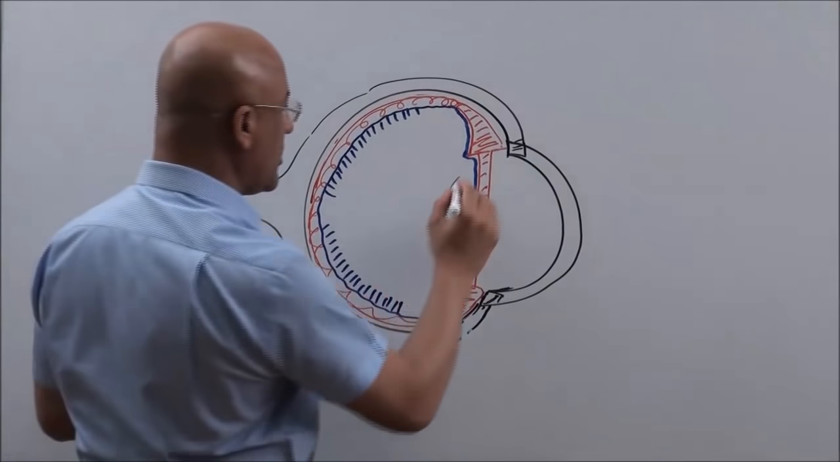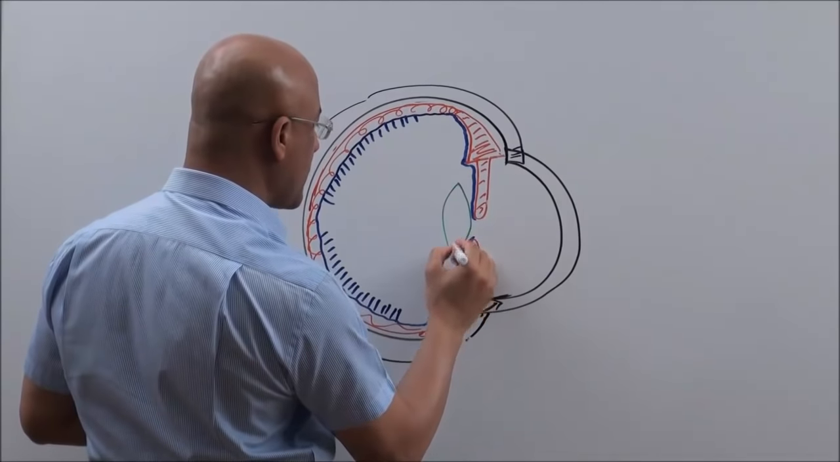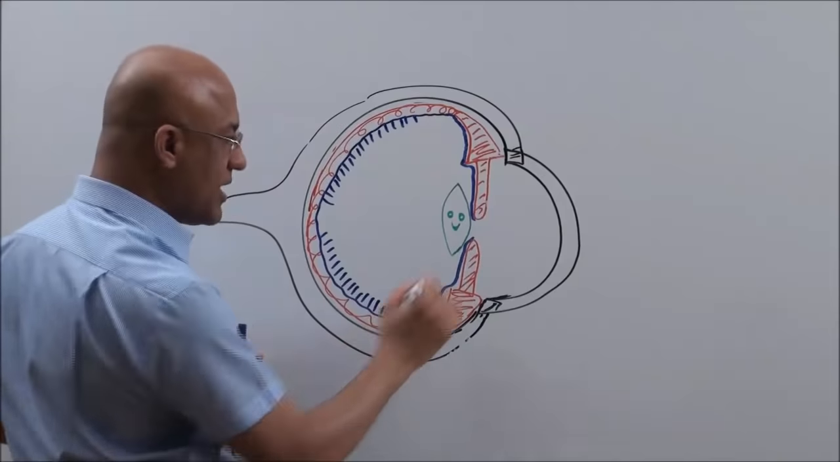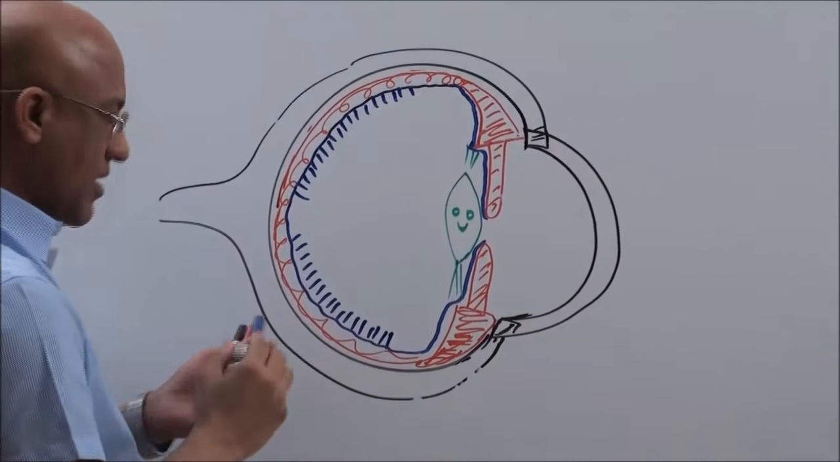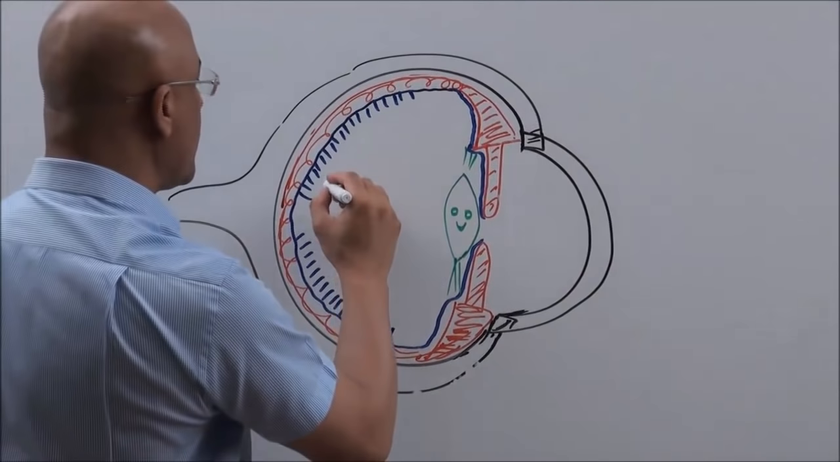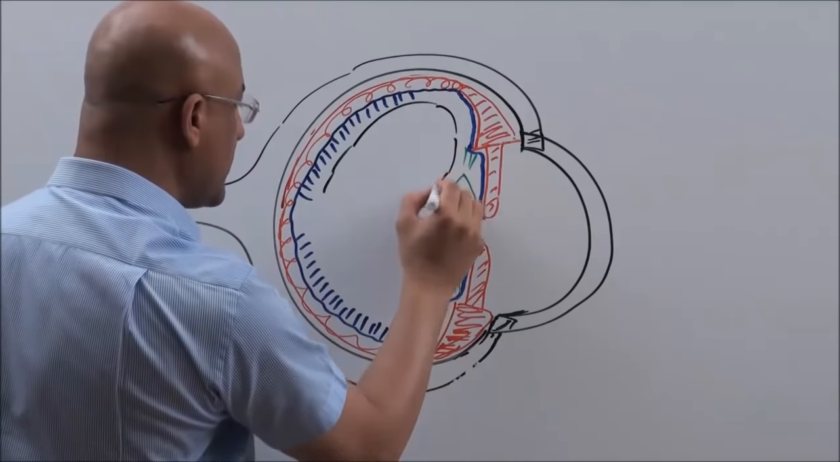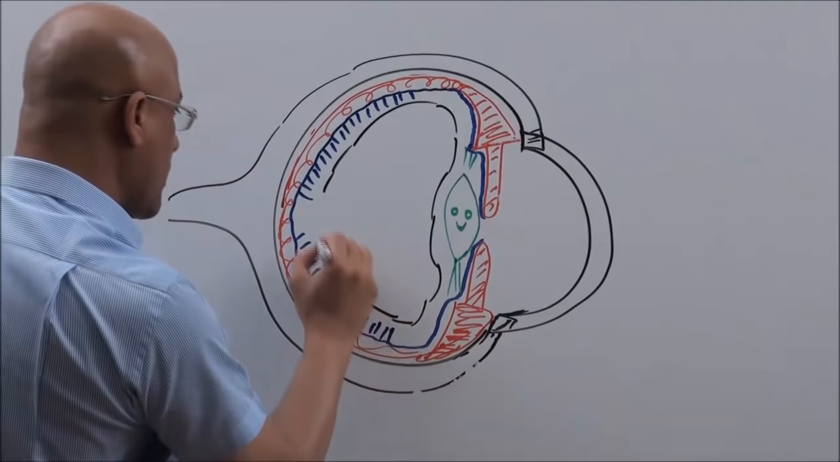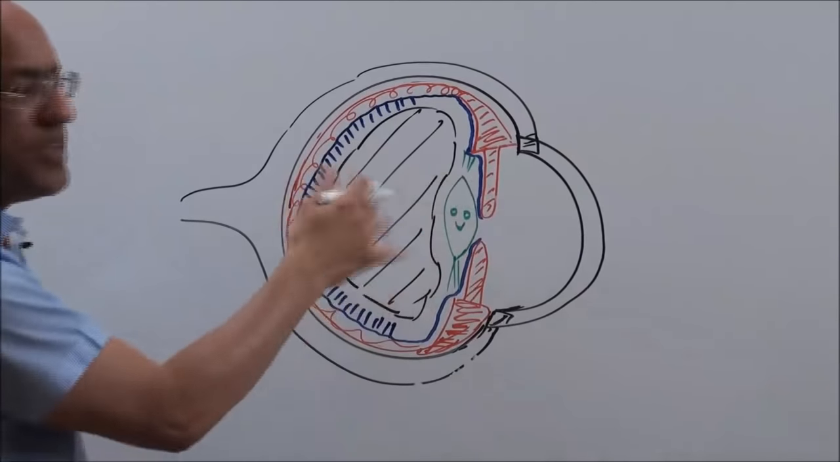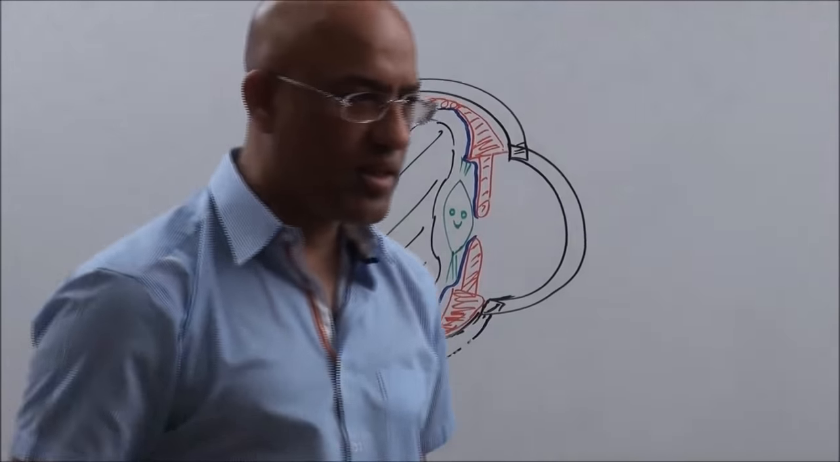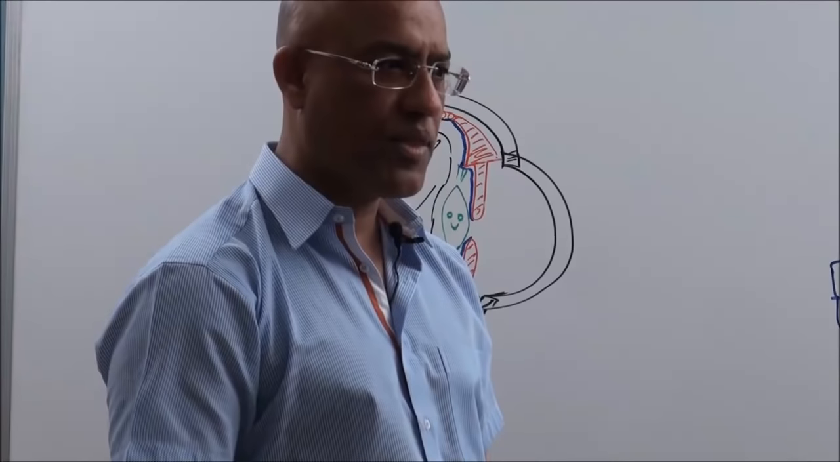And here is your beloved lens. And what are these ligaments? The suspensory ligaments. And here is your vitreous humor, which fills this area. This is a very basic structure of the eyeball. That's it. Very basic structure of the eyeball.